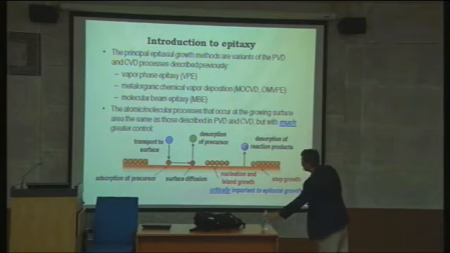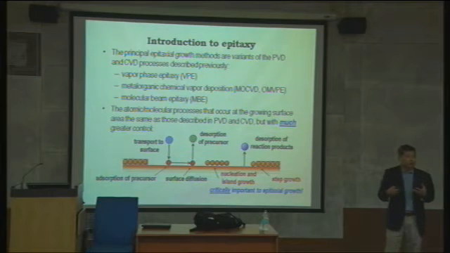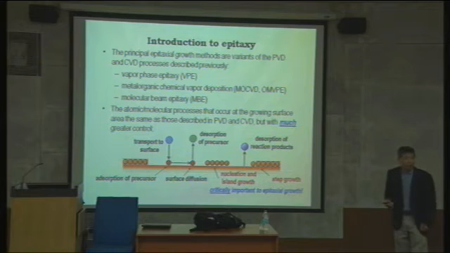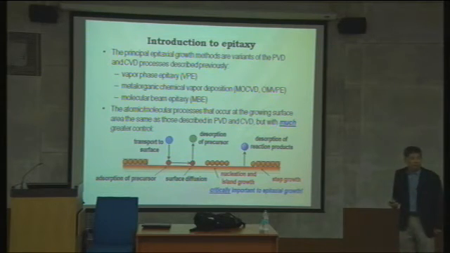But what we are actually doing in most of the experiments we do, and in my presentation, is a molecular or atomic process that occurs at the growing surface area, not bulk diffusion, only the surface area. It is the same as those described in PVD and CVD, but with much greater control. So what that means is your atom comes down from your source material.